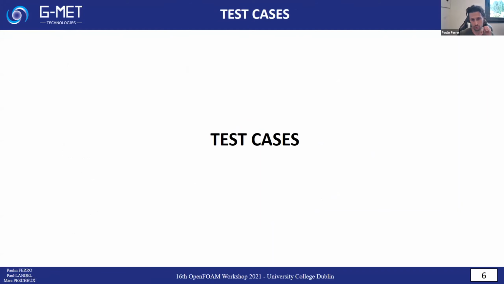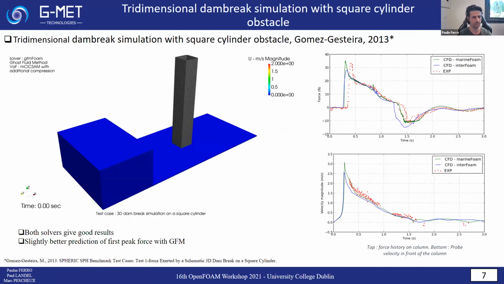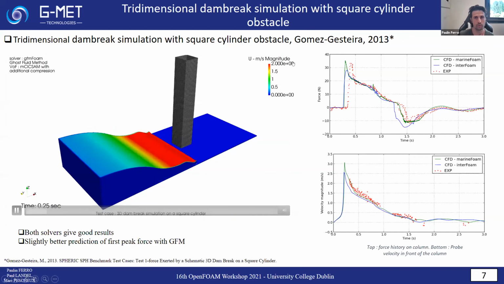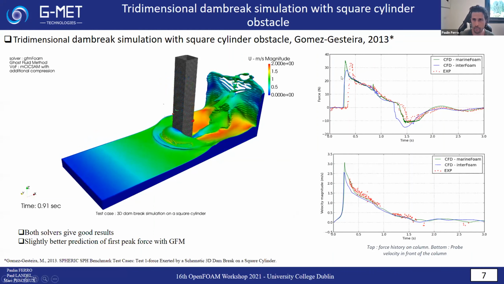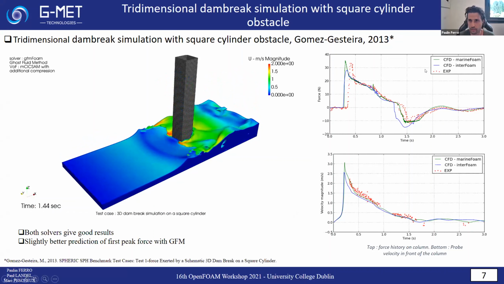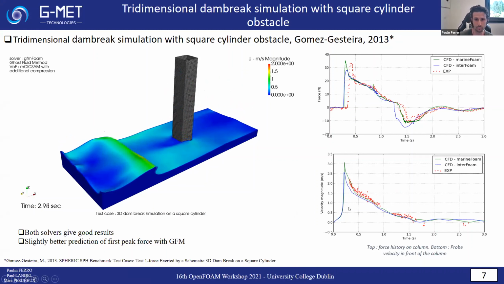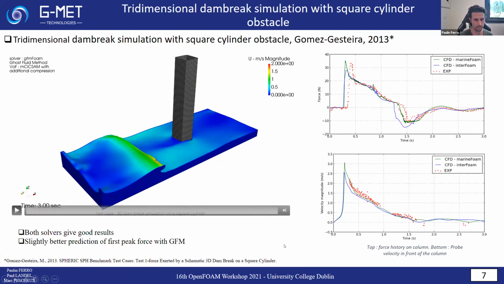So now I move on to the test cases. The first test case is the fall of a water column, from measurements of Gómez-Gesteira. You have here the comparison in terms of force on the column and velocity in front of the obstacle. For marineFoam and interFoam, both solvers give quite good results, but we see that the peak force is a bit better predicted with marineFoam.